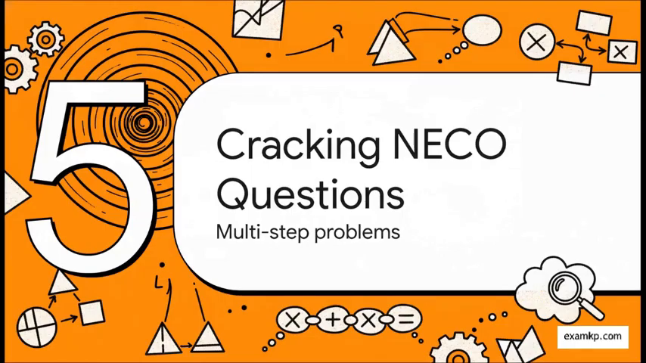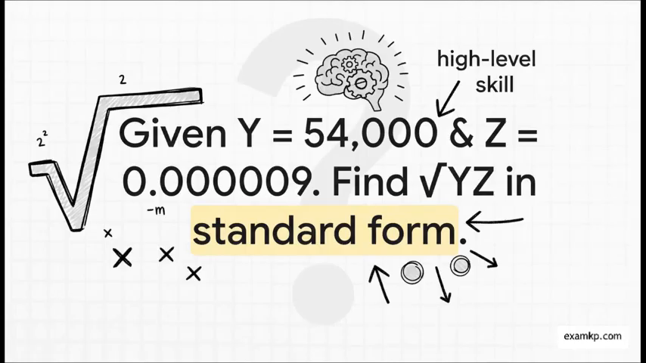Alright, let's talk about NECO. Now, NECO questions, they are known for being multi-step problems. They combine a bunch of different ideas to truly test your full understanding of the topic. Okay, our final practice question from NECO 2020 is a real doozy. This one involves multiplication times a square root, which is a pretty high-level skill. This question is going to test everything we've learned so far.